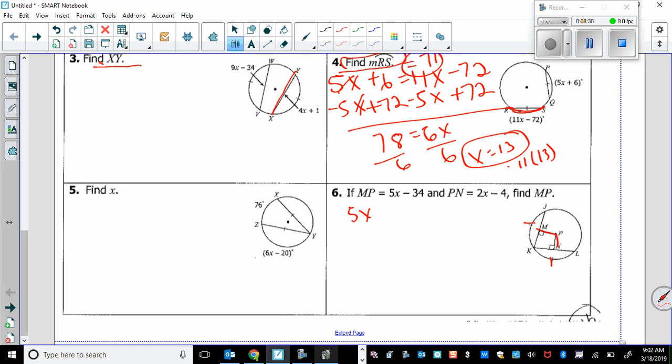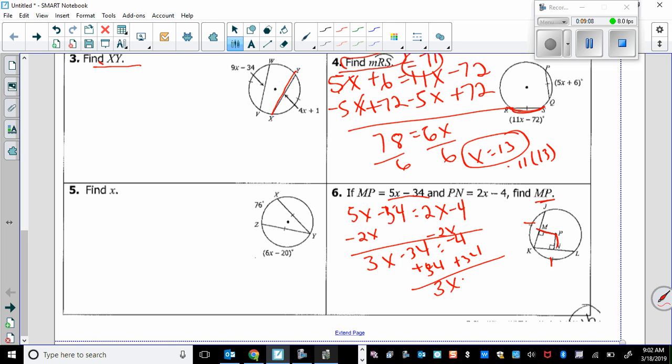So I have to say 5x minus 34 equals 2x minus 4. Again, remember what the question is asking is what is MP? So after I solve for x, I gotta plug it into this equation. So we'll do minus 2x. So this gives you 3x minus 34 equals negative 4. So I'll do plus 34, which gives you 30. So 3x equals 30. X is 10. Okay, so now all we do is plug it in.